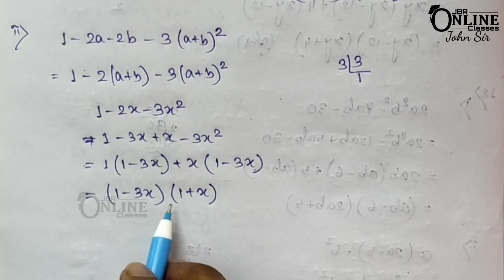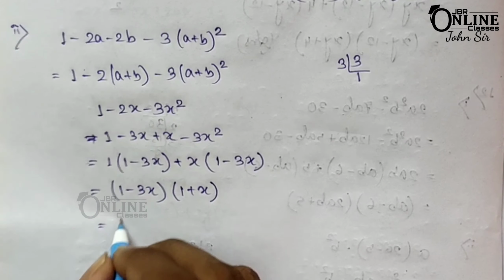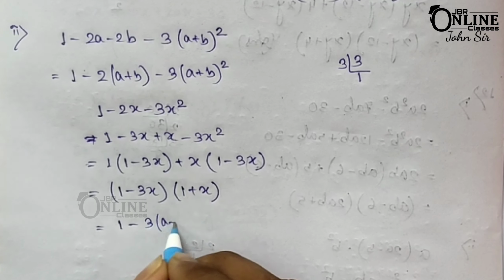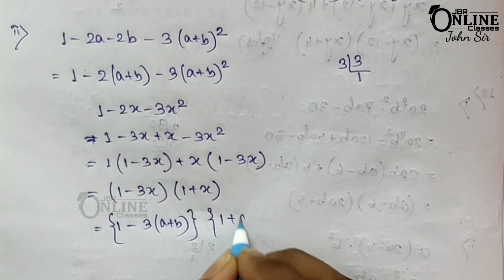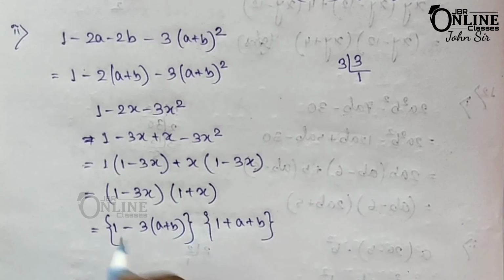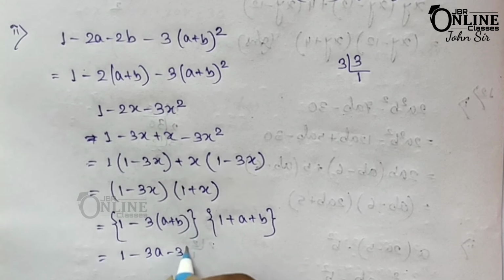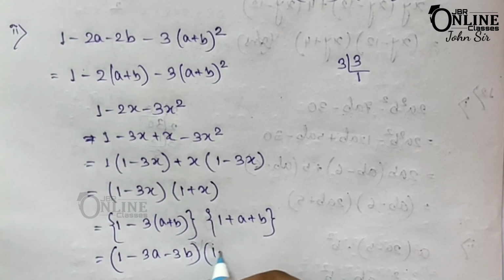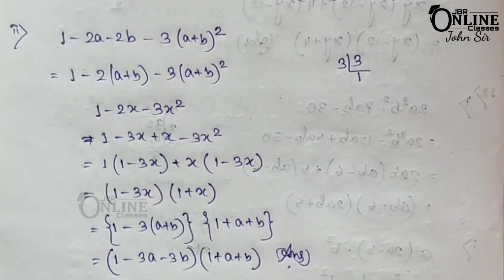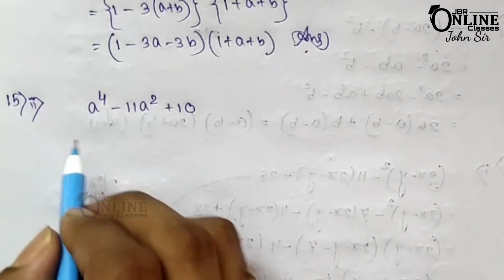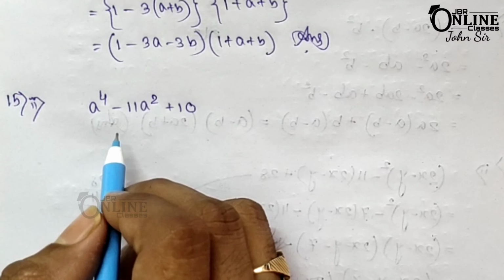Now you have to put down the value of x. So the final answer will be 1 minus 3 into (a plus b), and here 1 plus (a plus b). So that will be 1 minus 3a minus 3b, and here 1 plus a plus b. That is the final answer. Now sum number 15(1) is the same as sum number 14(2), so I hope you can do it.